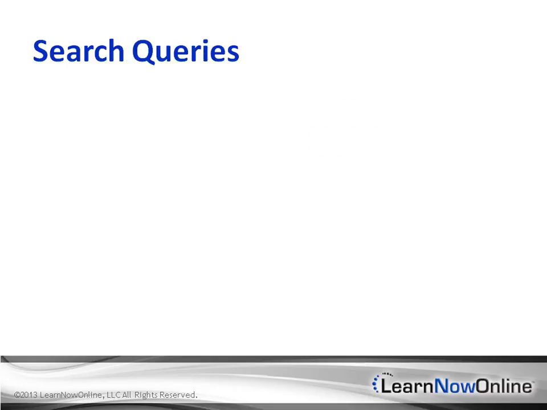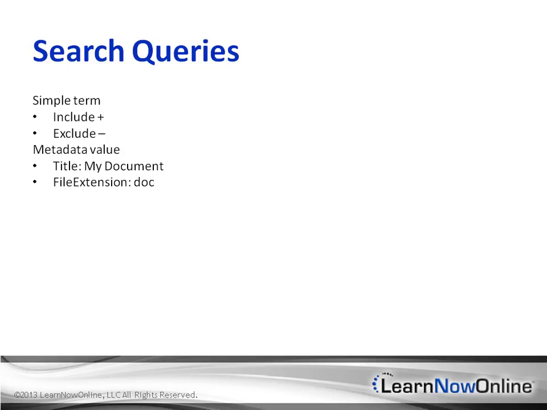Let me take you through some standard search scenarios. Most people don't realize that the SharePoint engine is just like most other commercial engines out there. You can use simple terms, the plus sign to include items, the minus sign to exclude something, or you can use your metadata value, like title, and specify that you want it to say My Document, or maybe you'd like to have the file extension only return documents. Also, the classic Boolean restrictions. You can use AND, OR. Yes, these have to be capitalized.